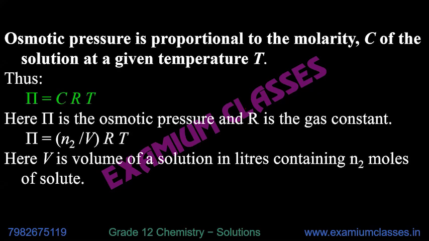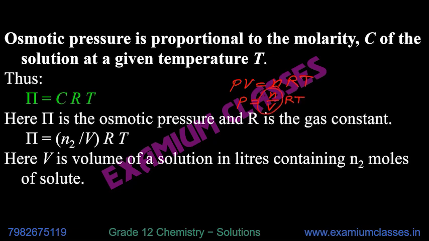Osmotic pressure is proportional to the molarity C of the solution. Here C, remember, is molarity, not written as M. It is written as C, which is number of moles divided by volume. If you see it analogous to the gas law, PV equals nRT. Remember, it is analogous, but not exactly the same thing, because here there is no gas. We are not talking about gases, but because we are talking about pressure, it is analogous. PV equals nRT, so pressure will be n by V times RT.